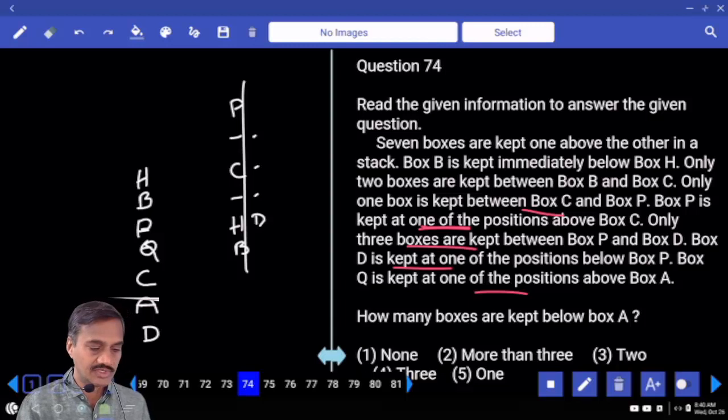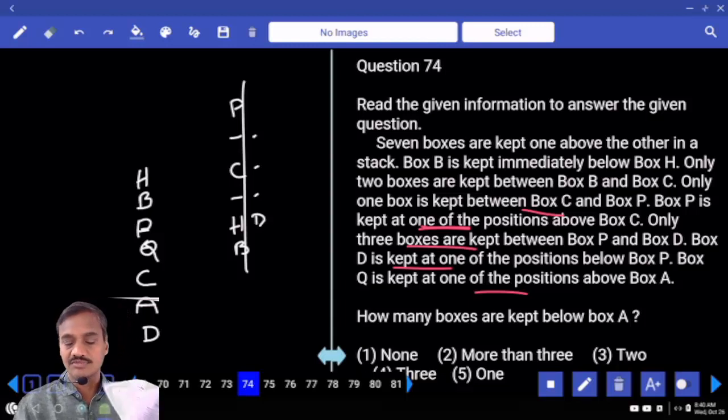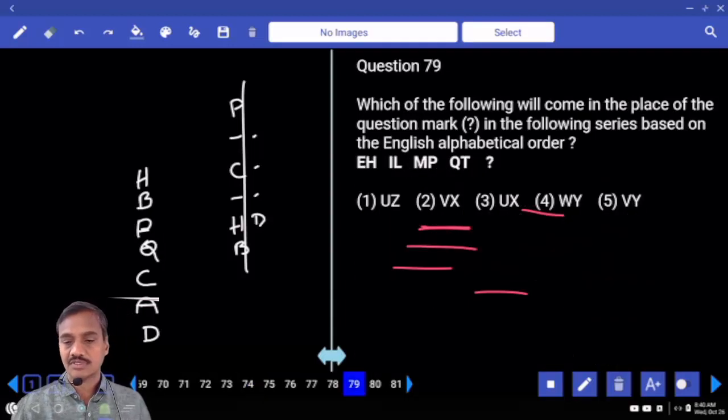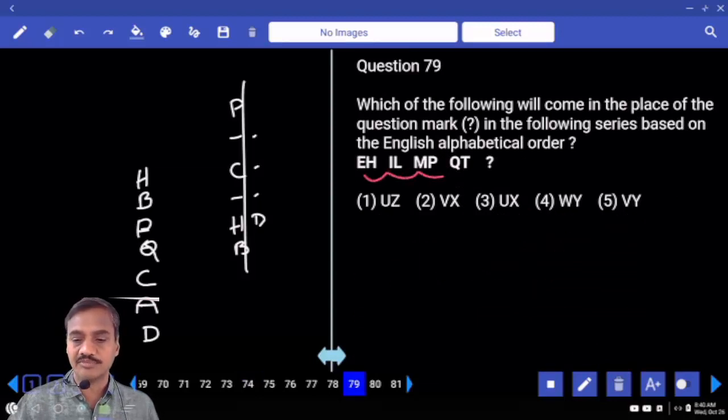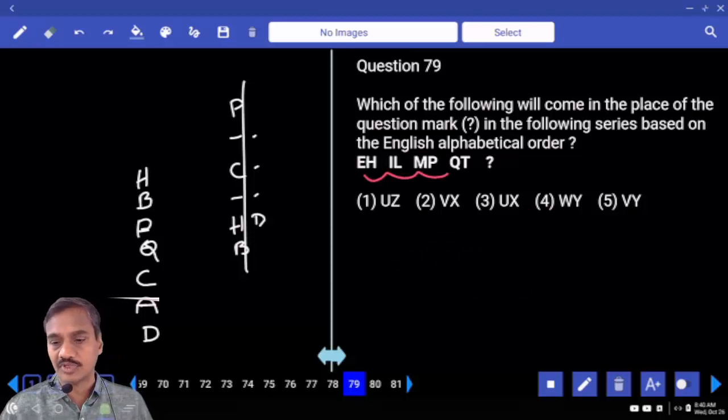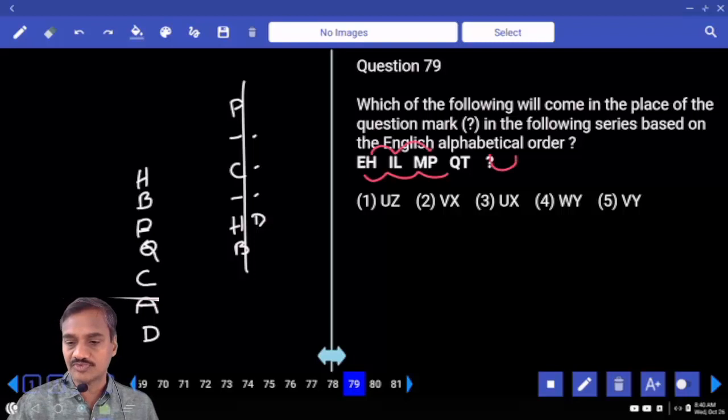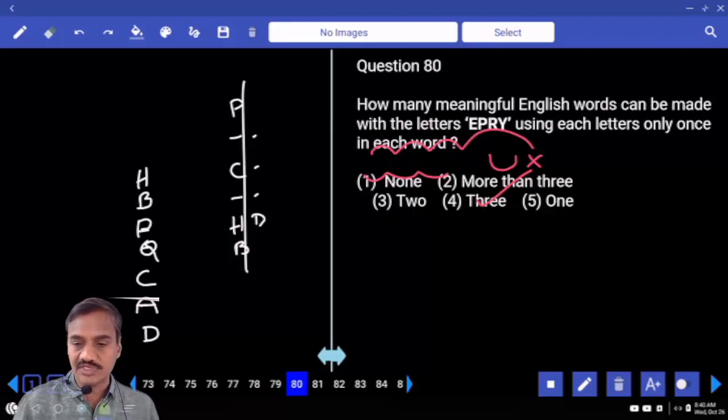74 to 78. Then coming to question number 79 onwards. Now in this question number 79, it is based on letter series. Now starting with E, I, M, Q, plus 4, plus 4, plus 4. Q plus 4 is U. And second letter H plus 4, plus 4, plus 4. T plus 4 is X. U and X, choice 3, question number 79.